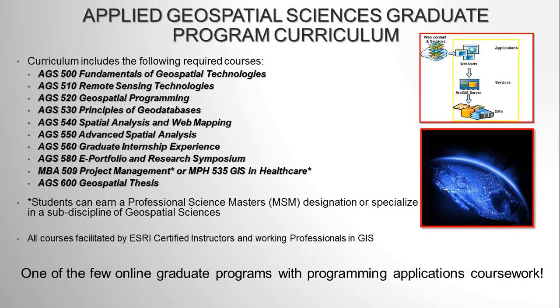Finally, the last course that students will take in our master's program is the AGS 600, which is the Geospatial thesis. Students will work one-on-one with a thesis advisor as well as the program director to be able to come up with an area of research and conduct a geospatial thesis. They will also need to defend that thesis as well.